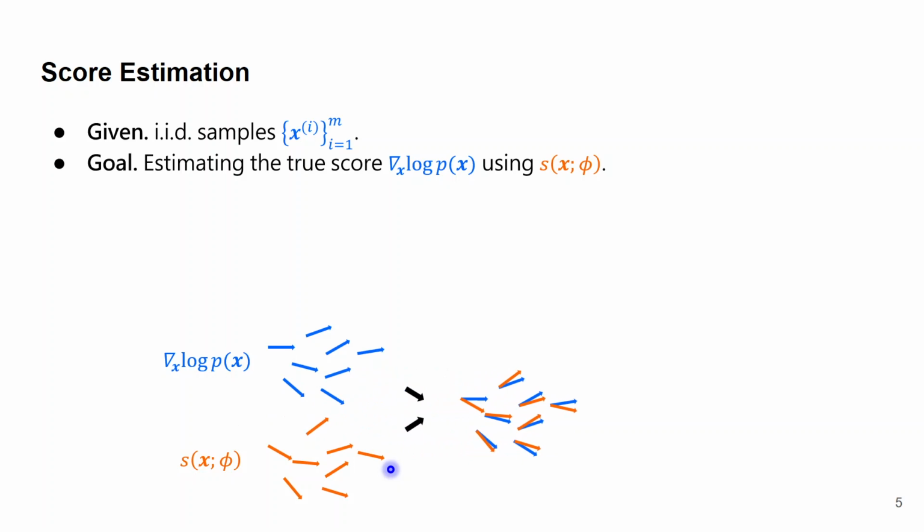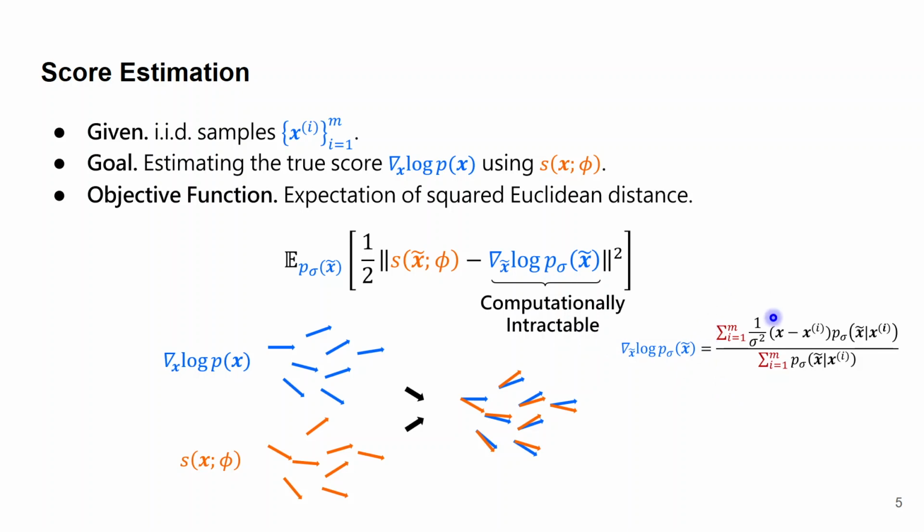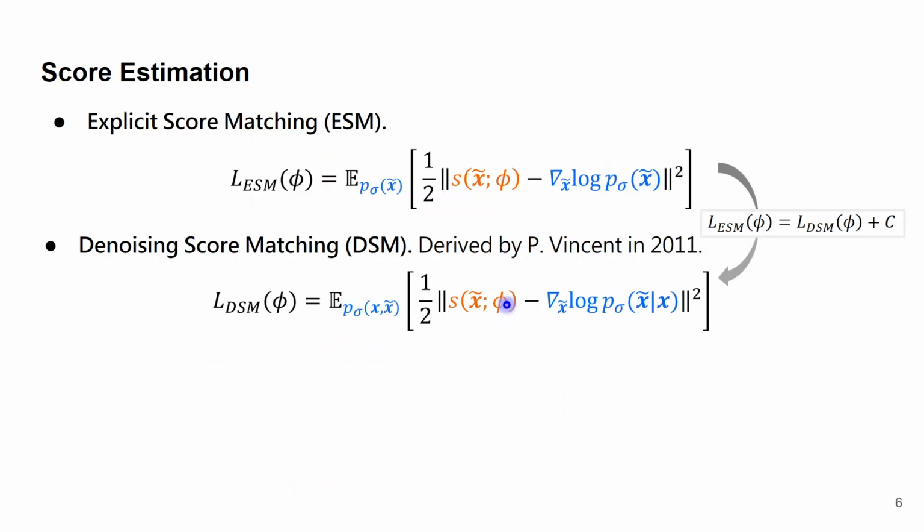So intuitively, we can overlap them at each point in the space and calculate the difference. And this gives us our objective function, which is the expectation of the squared Euclidean distance between these two. However, the second term in the loss function is actually computationally intractable because the calculation involves the summation over all samples in a dataset. So the calculation of this loss function is not scalable to the dataset size.